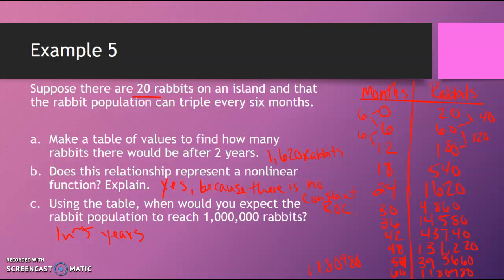Now, does this take into account their predators, or no? This is just us guessing, knowing what we know about their population, that after 5 years there would be this many bunnies, and that is a lot of rabbits. So again, this is nonlinear. Even though we were multiplying by the same number every time, this is actually what we call an exponential function, because it grows so rapidly. So until next time.